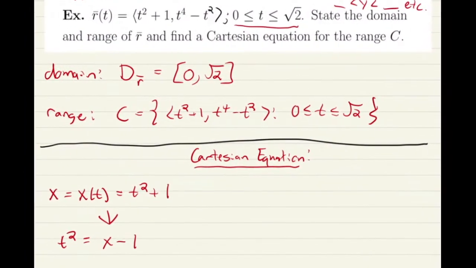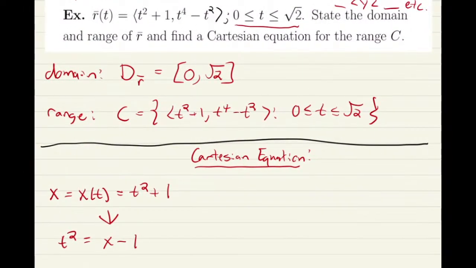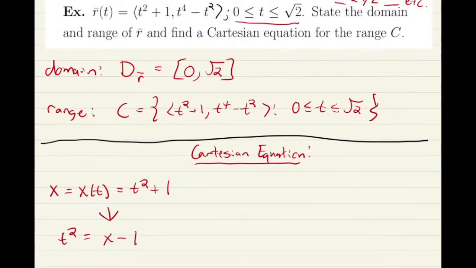I've got t squared in terms of x, and I know it equals x minus 1. Okay, well, what about y? Similar story with y. Y is shorthand for y of t, the second component, which is t to the 4th minus t squared. T to the 4th minus t squared, okay?